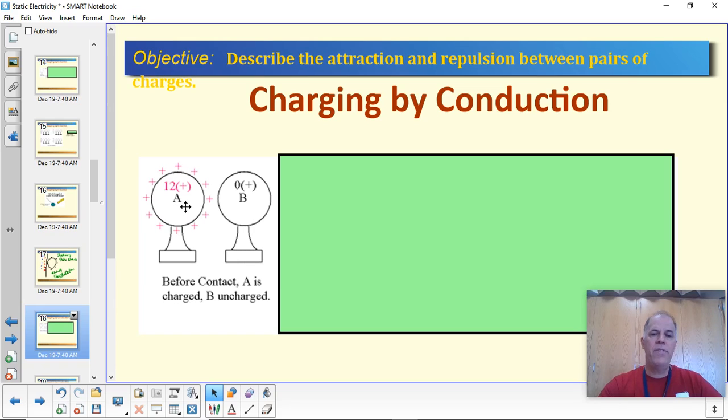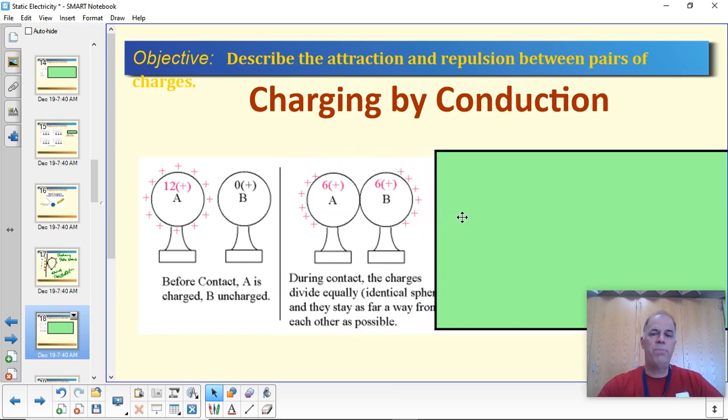Now, when we bring them into contact with each other, these positive charges repel each other, and they want to get as far apart from each other as they can. So they will distribute themselves on the other object. And half of the charges will go onto B, and half of them will stay on A. And while they're in contact, they will distribute themselves at far ends away from each other.